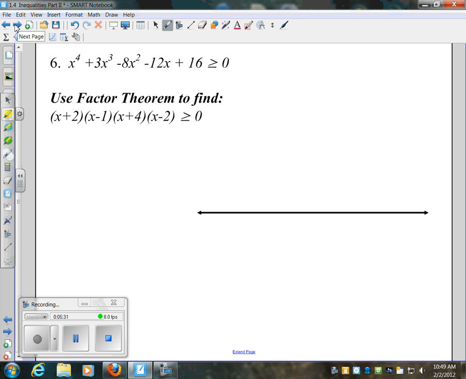Some questions will also require you to factor many times or use the factor theorem, and you can see the answer for this one. When you factor, you get this. Then you would do your sign analysis, and because you're looking for where it's greater than 0, that means you're going to be looking for where you get plus signs, and you're going to again have closed intervals because it's also equal to. So that's it. We'll get some practice next class, and I will see you then.